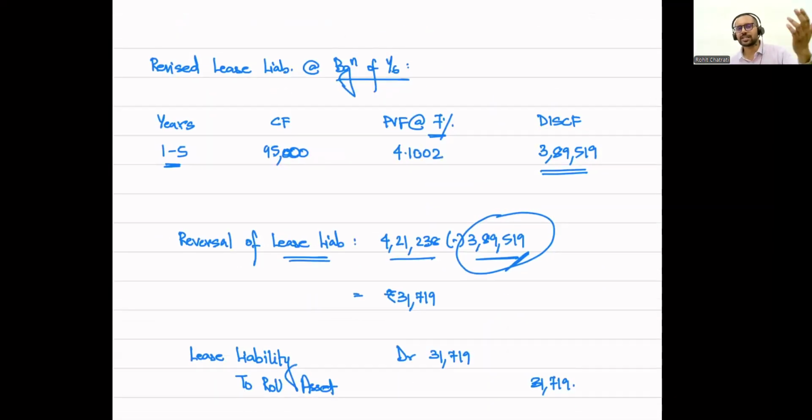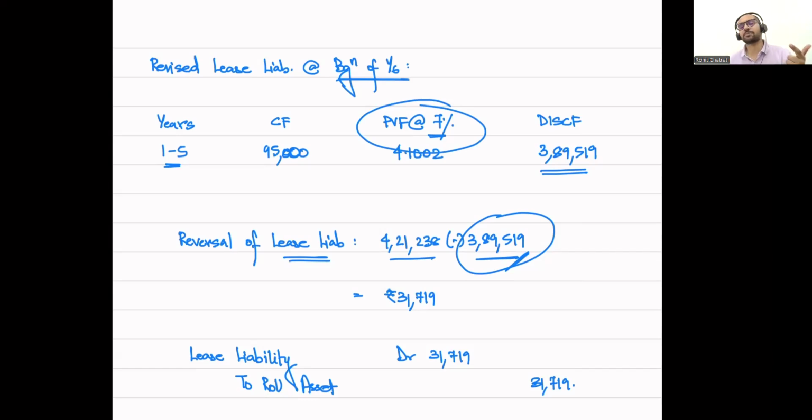Just like how we prepared a lease liability schedule originally, you will also now again have a revised lease liability schedule, but interest will no longer be calculated at 6%. Interest will now be calculated at 7%. All right. After modification at the beginning of year 6, you have a revised depreciation per annum and you have a revised lease liability schedule.